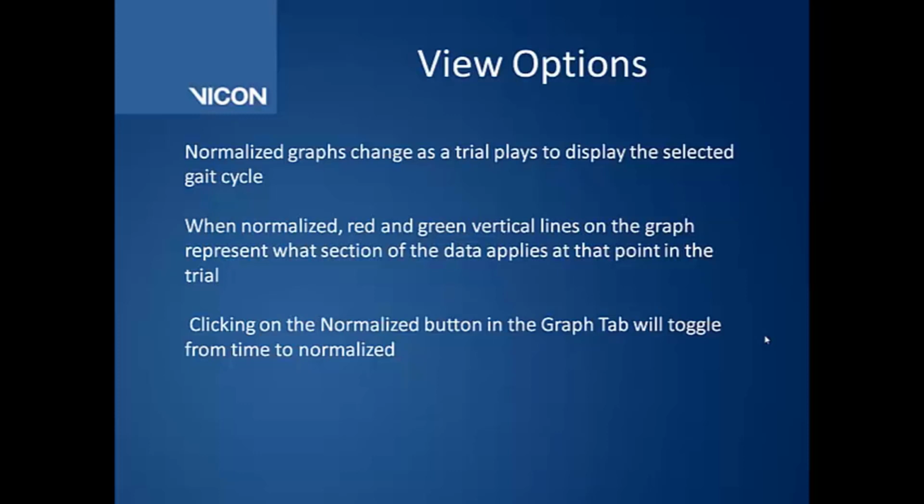And while it's normalized, you will notice those red and green vertical lines that I was talking about will be on the graph to represent where that data point is in the trial. And then you can turn off that normalization to toggle back and forth from time to normalized.